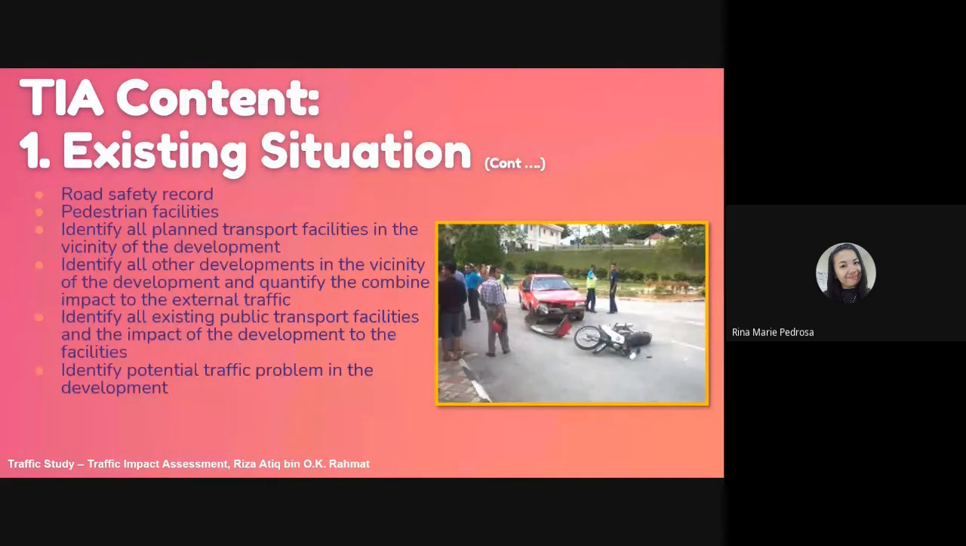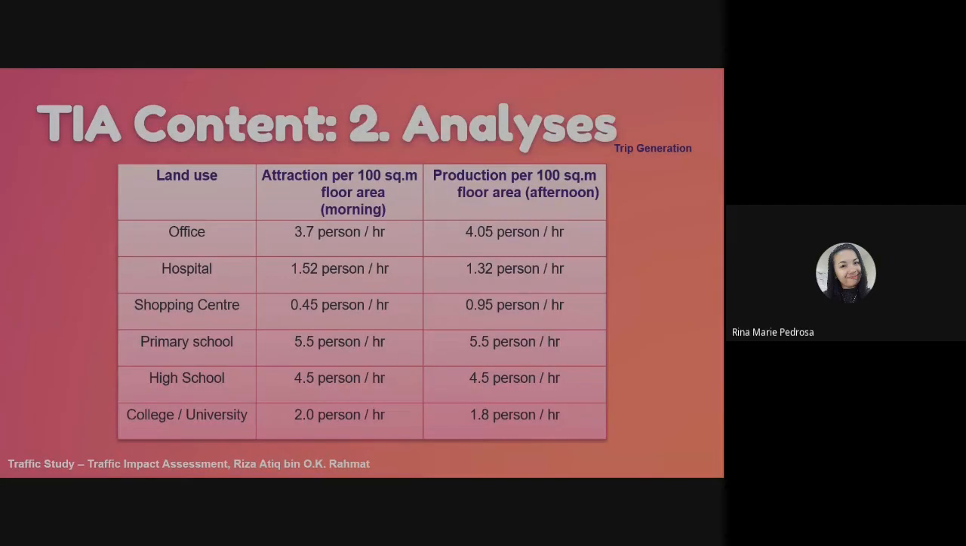So here, the existing situation, it should have the road safety record, pedestrian facilities, identify all planned transport facilities in the vicinity of the development, identify all other developments in the vicinity of the development, and quantify the combined impact to the external traffic, identify all existing public transport facilities and the impact of the development on the facilities, and identify potential traffic problems in the development.